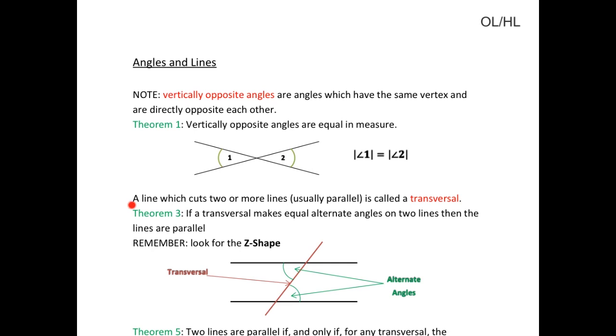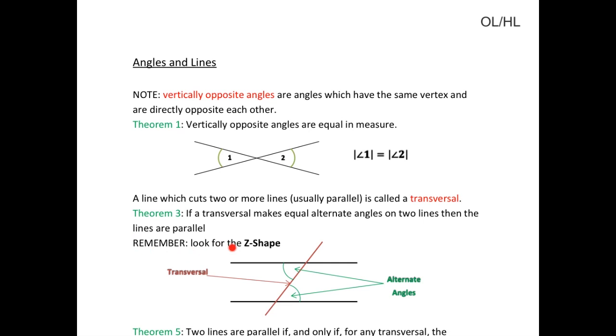The next point is that a line which cuts two or more lines, usually parallel lines, is called a transversal. And the theorem associated with this is, if a transversal makes equal alternate angles on two lines, then the lines are parallel.